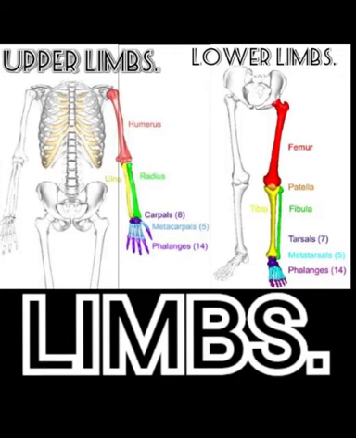Look at the picture displayed on your screen. We have two pairs of limbs, the upper limbs and the lower limbs. First, let's see the upper limbs. The upper limbs are otherwise called arms. The upper limbs have two parts, the upper arm and the lower arm. Look at the picture given. In the first picture, the red color denotes the upper arm and the green color denotes the lower arm.